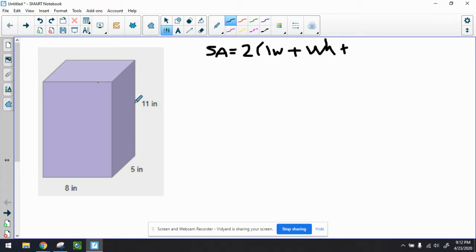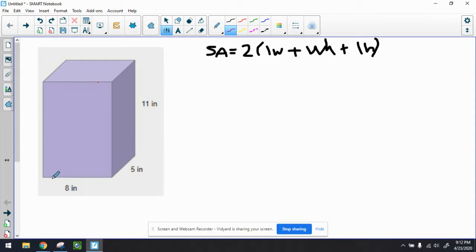Sorry, I'm very sloppy writing with mess. And the length times the height, which would give us this whole thing. Length times the height, this front box. Okay. Now I'm going to try to color code this a little bit.